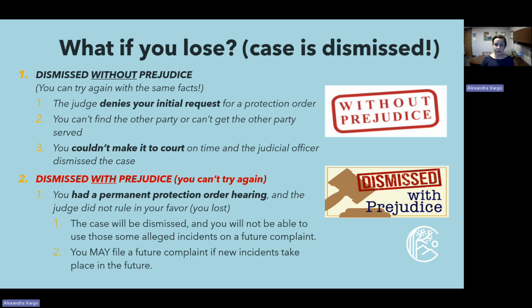If you couldn't make it to court on time and the judicial officer dismissed the case, again, it's without prejudice, so you can ask again and make sure that you're getting rid of any barriers you have in place. If you do have a full permanent protection order hearing and then you lose at the completion of the evidence and witnesses, then it will be dismissed with prejudice, which means you don't get to try again with those same facts. But it doesn't prevent you from filing in the future if things keep happening. So that's a little bit about what happens if you lose. There are usually some other options, some other ways to get the protections down the road.